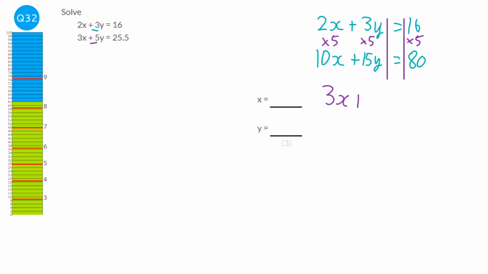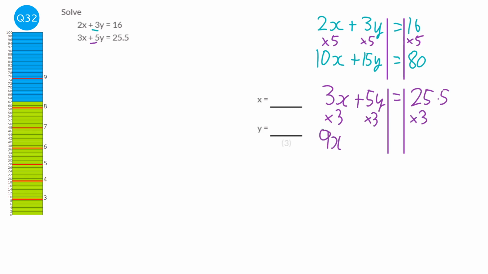Do the same with the next one. So we're just going to copy out the equation, get our lines in, and we're going to times everything by 3 this time to make the y coefficient 15. So we've got 3x times 3, which is 9x, 15y on the next one, and then 25.5 times 3, which is what, 76.5. And we're going to write out the two equations we've just worked out again, but this time next to each other, so we can do our simultaneous equation magic on them.